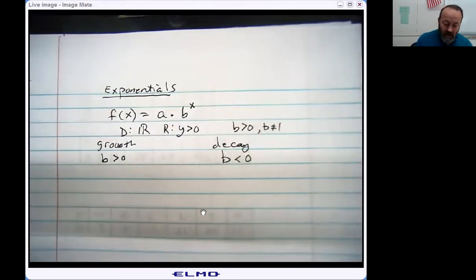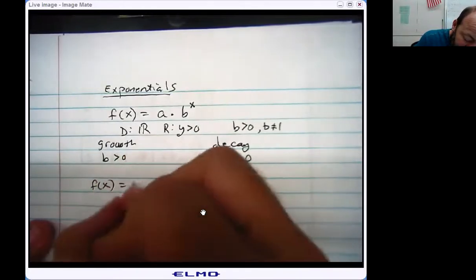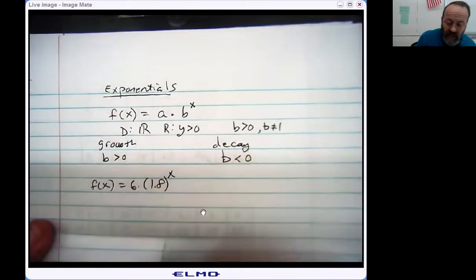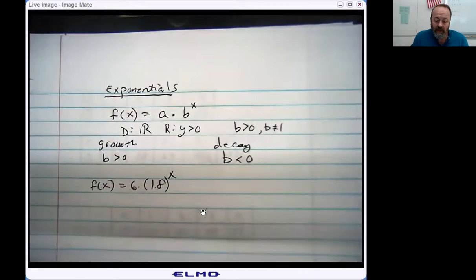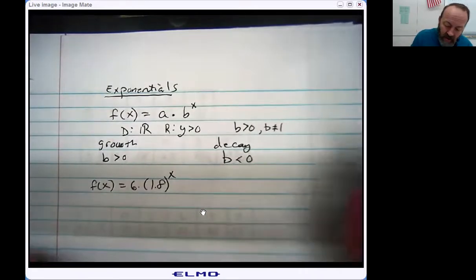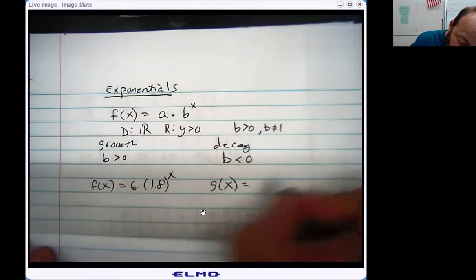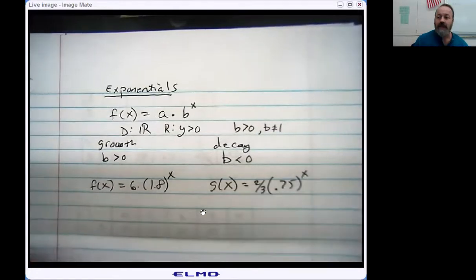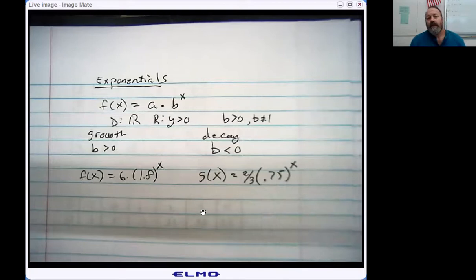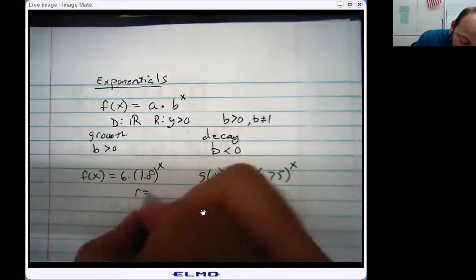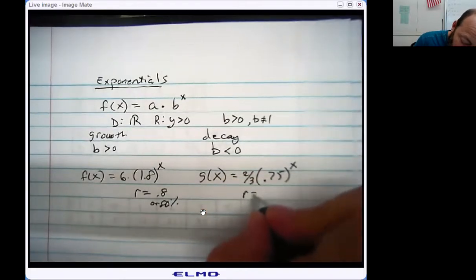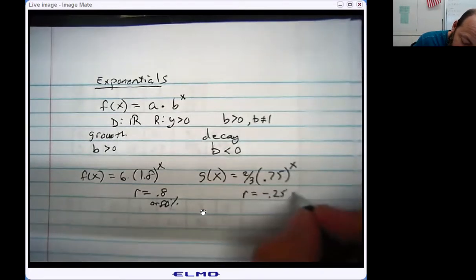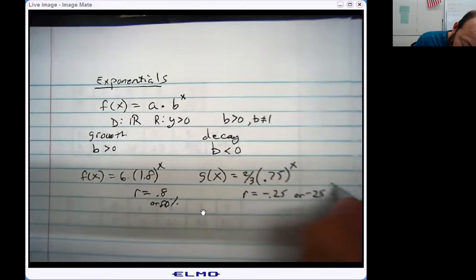So a growth story would be something like 6 times 1.8 to the x. That 1 represents technically 100%. So we started with 6 and we have 180% growth, or a growth rate of 80%. Whereas over here, if I had a decay value, you might have something like 2/3 times 0.75 to the x, which means we started with 100% and we lost 25%. So our growth rate R over here was 0.8 or 80%. Over here, our decay rate R was negative 0.25, because it's 25% below, or negative 25%.